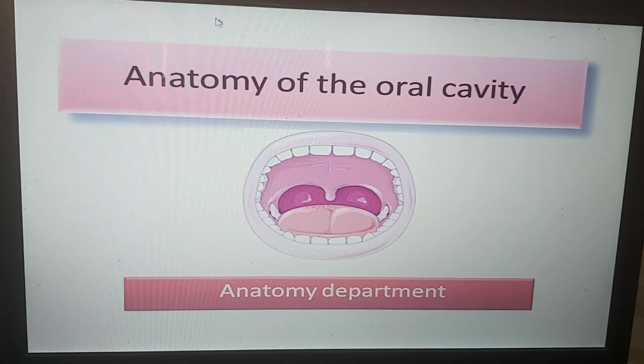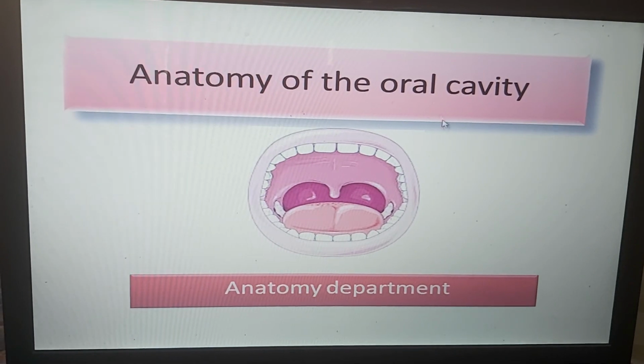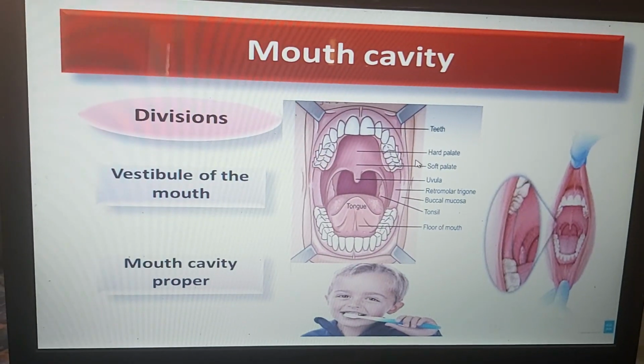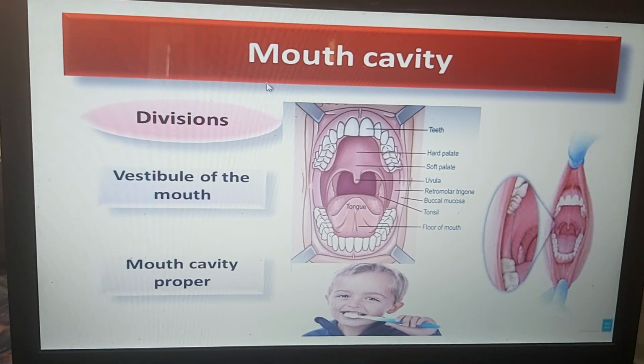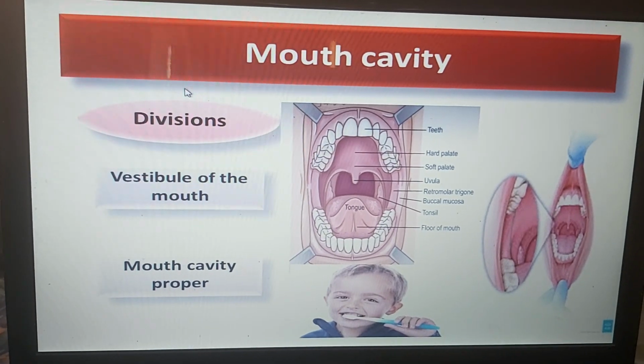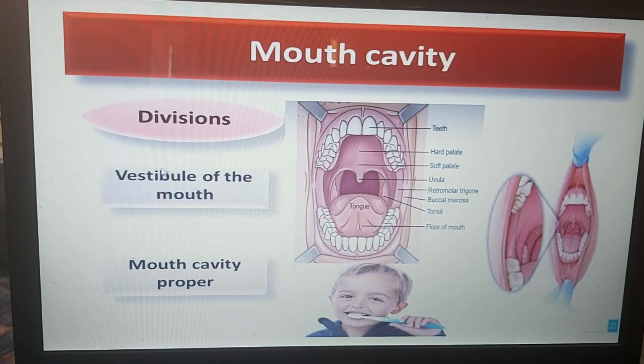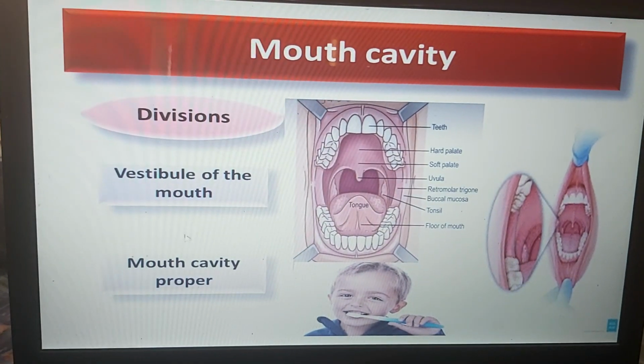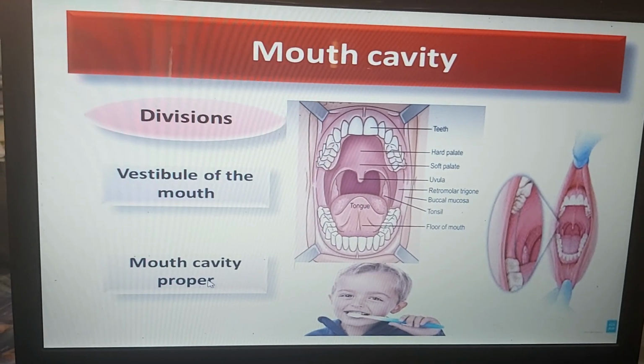Today we're discussing the anatomy of the oral cavity. Let's start with the mouth cavity. The mouth cavity is divided into vestibule of the mouth and mouth cavity proper.